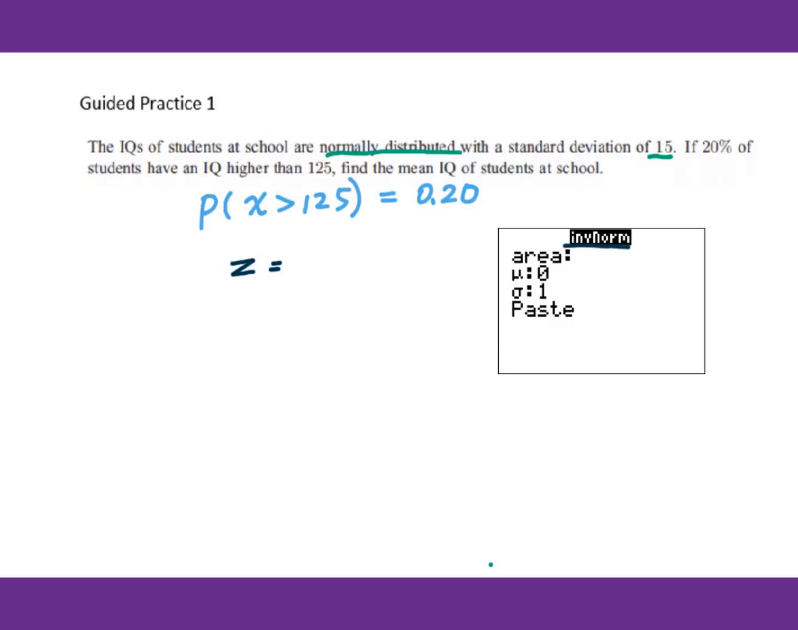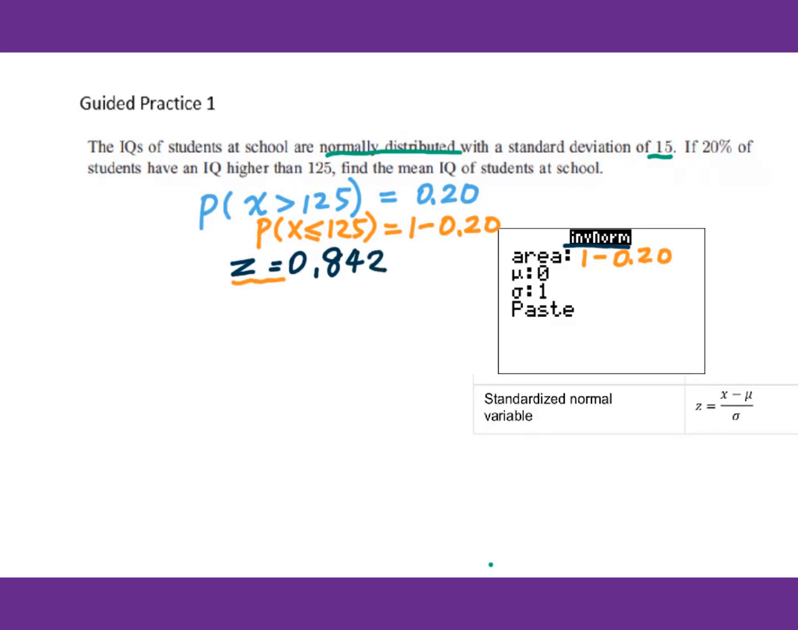We go to inverse norm. We're looking for the z-value. You have to make sure that for this area, you need to put in x less than or equal to 125. That means 1 minus 0.20. So we put in 1 minus 0.20. Mean is 0, sigma equals 1. So you get the z-value, that is 0.842. For the formula booklet, this relationship is given.